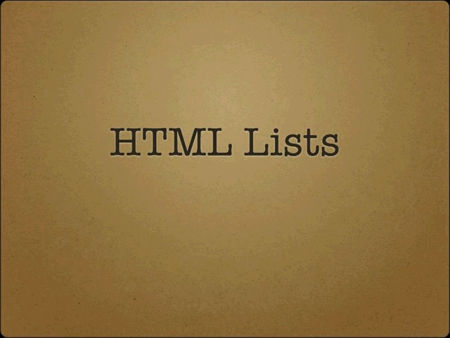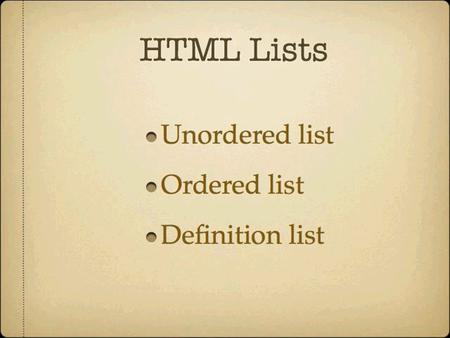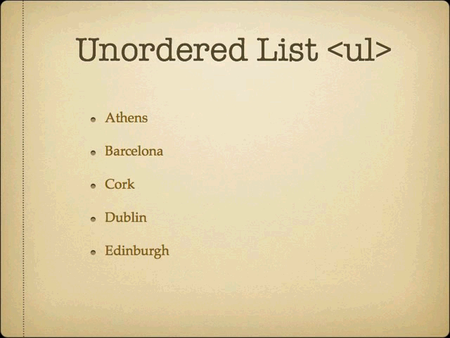In this class we're going to look at how we use HTML to define lists. Lists are a very useful way of organizing certain kinds of data. And in HTML we have three kinds of lists. We have an unordered list, an ordered list, and a definition list.